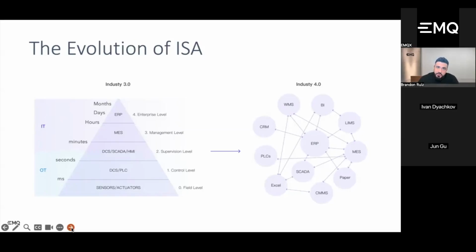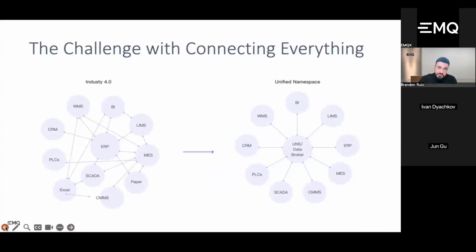So how do you further progress this model of Industry 4.0 to bypass that problem and be able to provide things like redundancies, where you don't have so many dependencies across every single point? How do you minimize that? So that's what brings us to the next concept. Next slide, please. The concept of unified namespace.